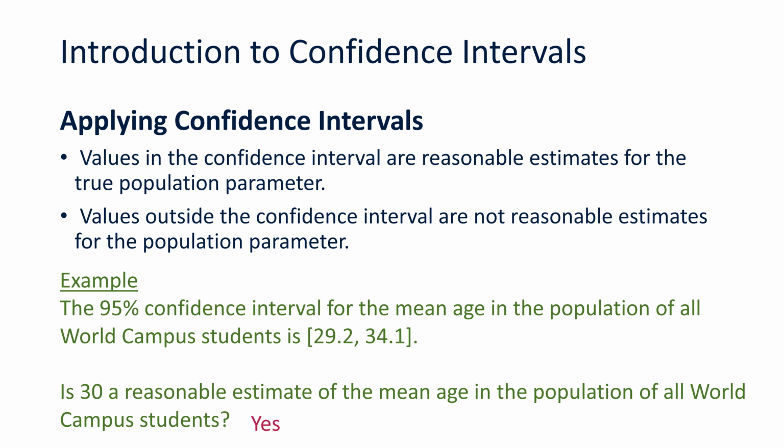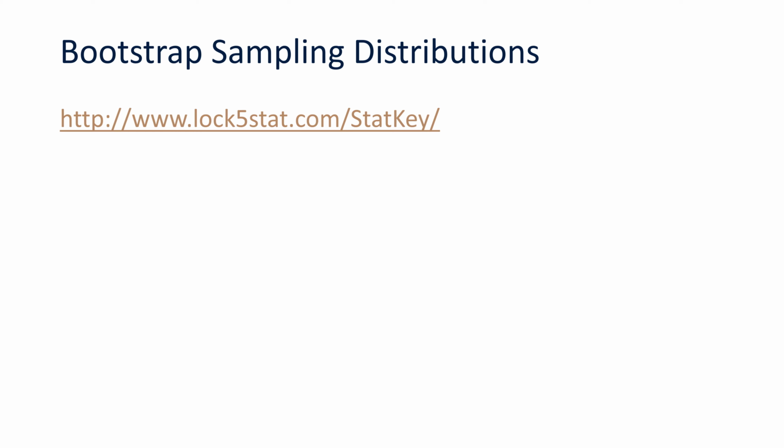Now that we have an idea of what confidence intervals are and how they can be interpreted and applied, let's move on to constructing confidence intervals. In order to construct confidence intervals, we first need to construct a sampling distribution. Recall that population parameters are fixed values. There's just one population proportion or one population mean for a given population. Sample statistics vary between samples.